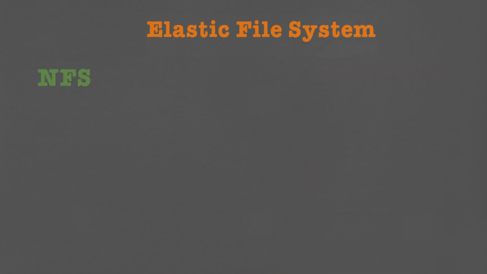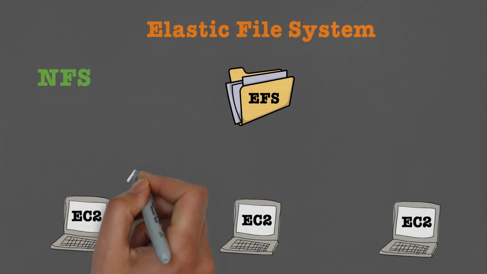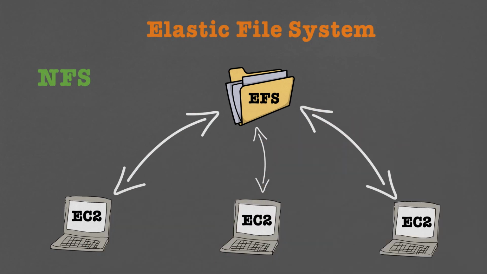Finally, we discuss Amazon Elastic File System, EFS. EFS is a shared file system that uses the NFS protocol. For example, you may have 3 virtual machines that are accessing a file share. The key word here that you have to remember is share. A file share is something that's shared between many devices.